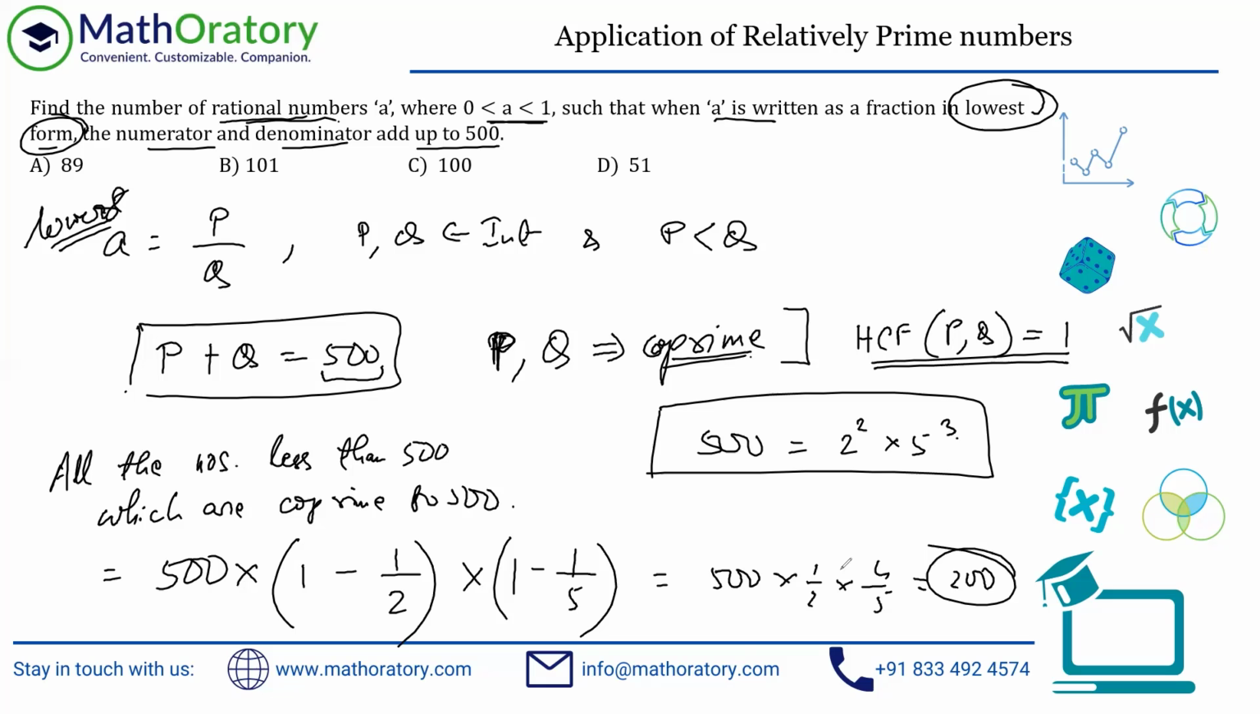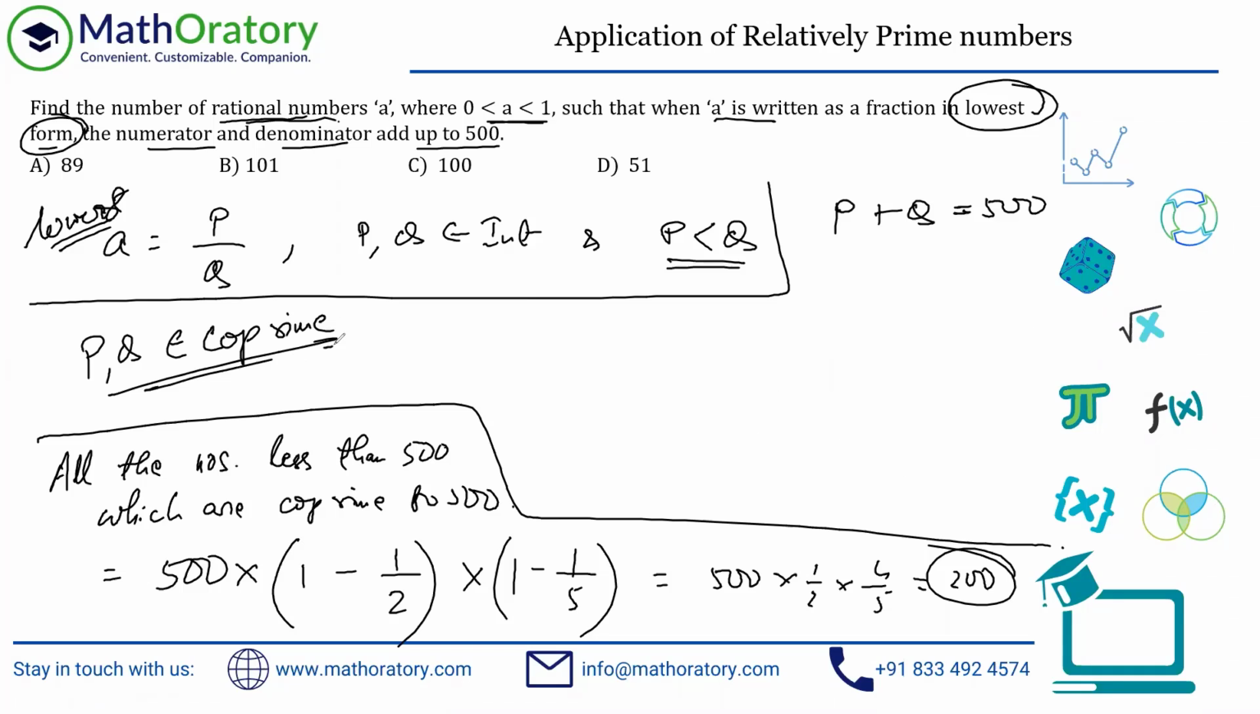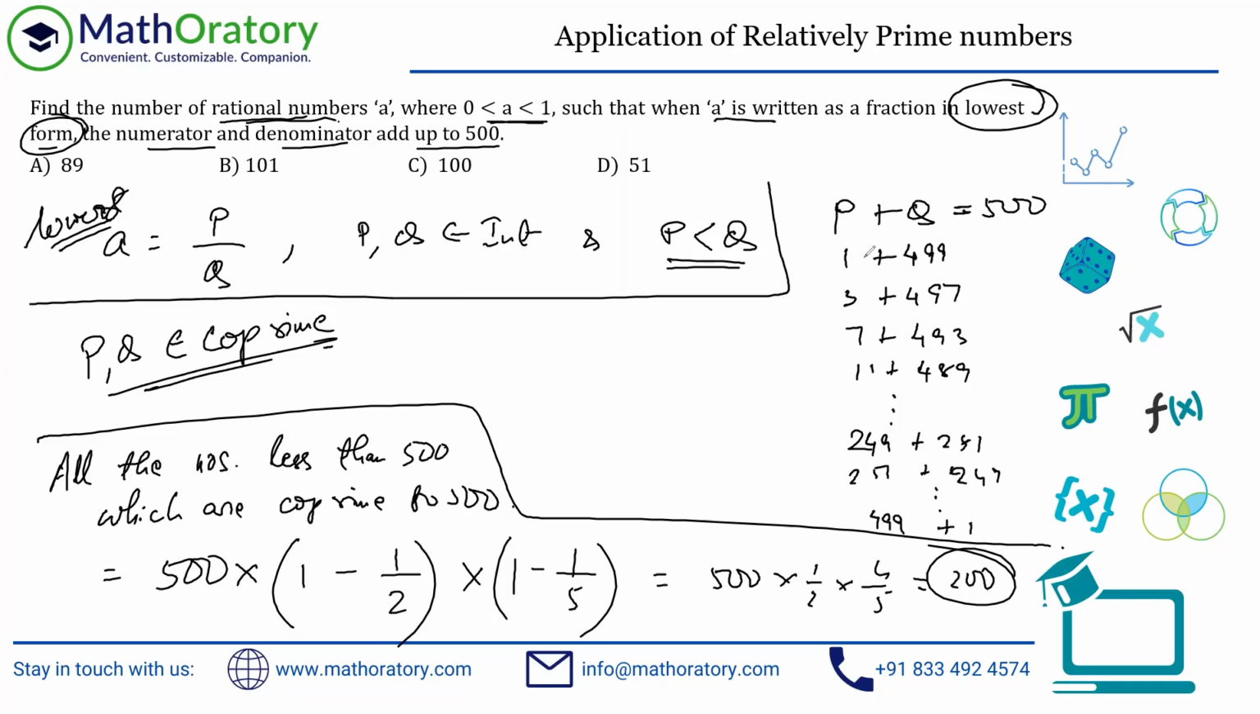The reason is very simple. Let me show this explicitly. Check this out: 1 plus 499 works out. I'm just going to write a few of them which work out: 3 plus 497, 7 plus 493, 11 plus 489. This goes on. Let's check the point: 249 plus 251, then we have 251 plus 249, and this goes on till 499 plus 1. So these numbers, 1, 3, 7, 11, up to all of this, are 200 numbers.